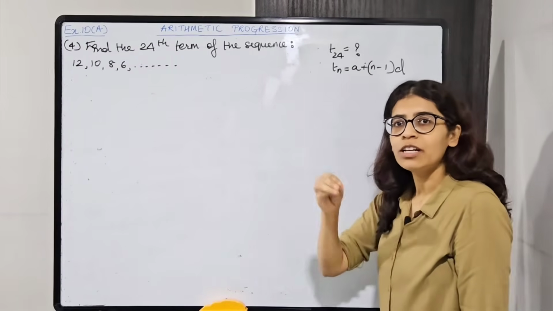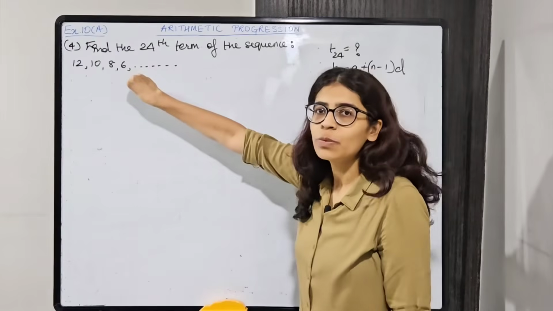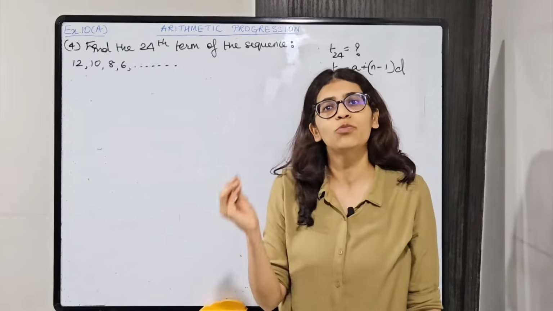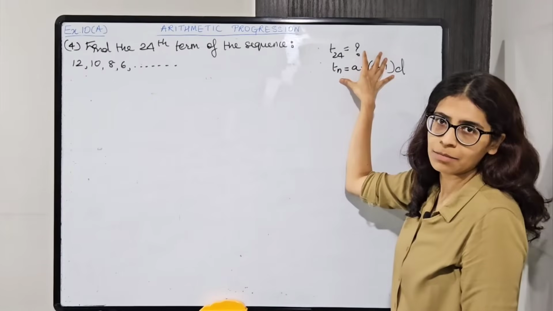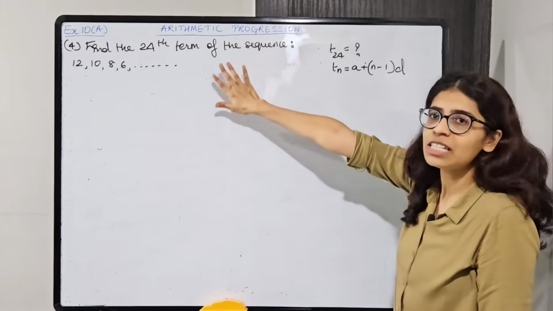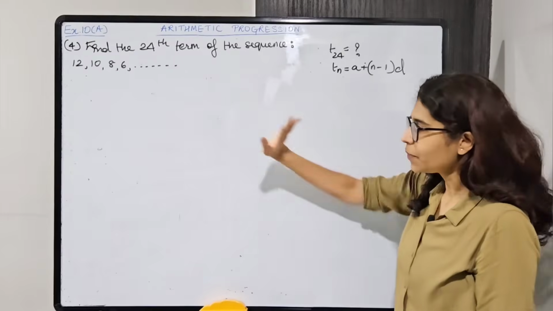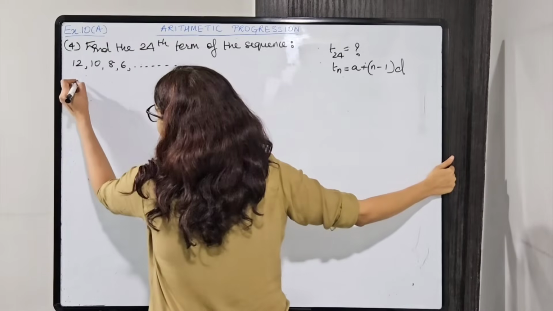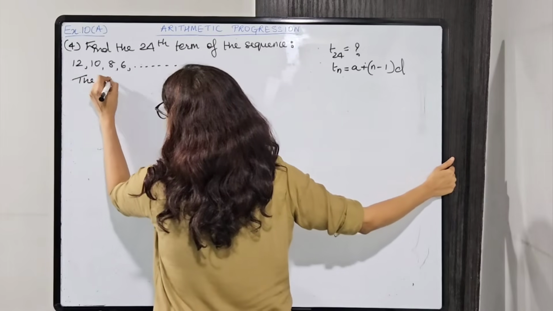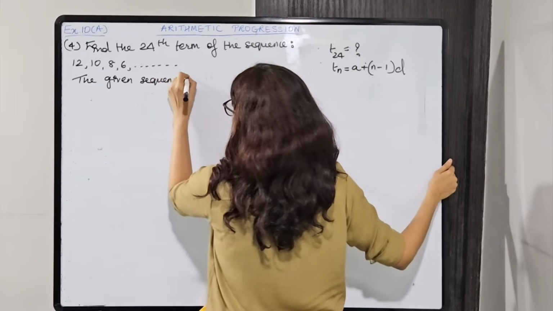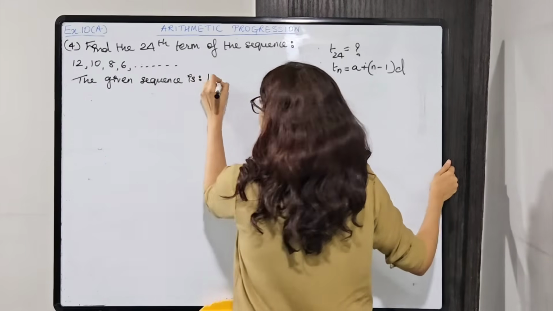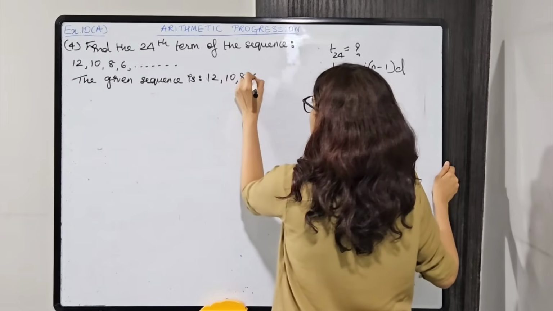Okay, so whenever you are told that it is a sequence, first thing that you need to do is prove that it is an AP. Okay, तो ही ये formula apply कर सकते हैं. This is not applicable for every sequence. Okay, so write down the given sequence is 12, 10, 8, 6.